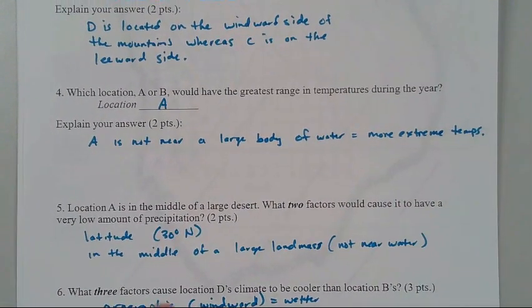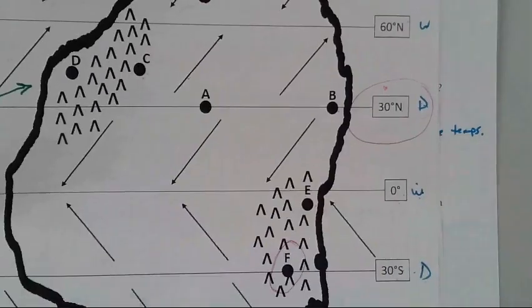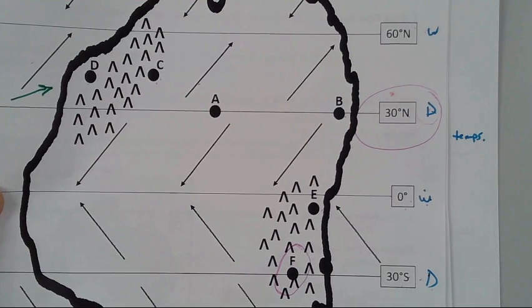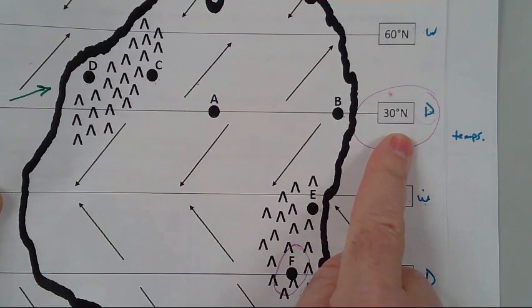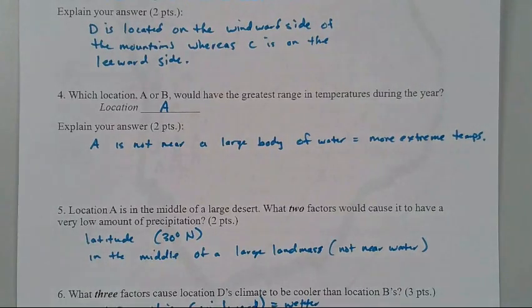Question 5, location A is in the middle of a large desert. What two factors would cause it to have very low precipitation? So we are looking at location A. Location A is in the center of a continent, which causes it to be drier. It is also at 30 degrees north latitude, which tends to be a drier location on Earth.